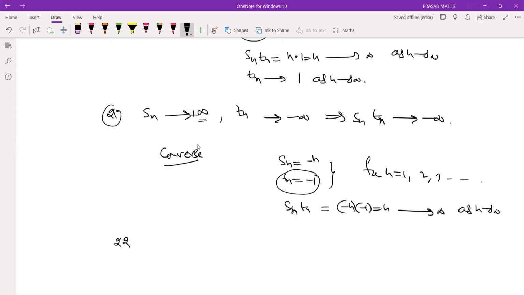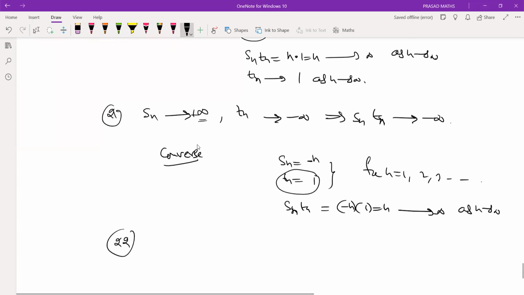Right? 22. And we've seen Sn diverges to plus infinity, Tn diverges to plus infinity. Yes. Sn into Tn diverges to minus infinity. We'll take this plus 1. Is it okay? Is it okay? Okay, sir. Minus infinity.